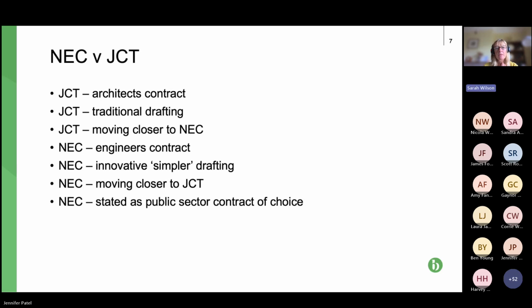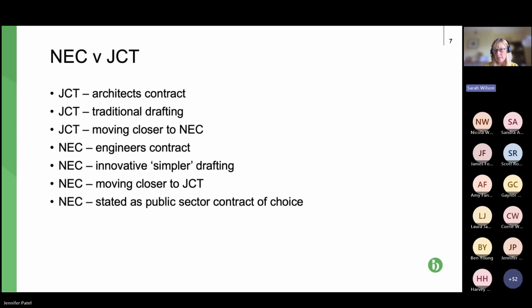Just a few things about NEC. So it was really innovative when it was introduced. If you compare it to JCT, JCT is traditional lawyers drafting, long paragraphs, quite legalistic terminology, but quite specific, as in, one party does X. If they don't, then Y happens. If they do it, then Z happens. So very much dealing with responsibilities.